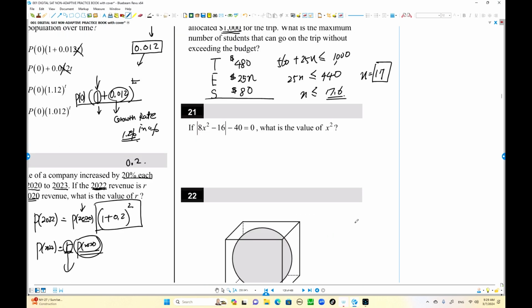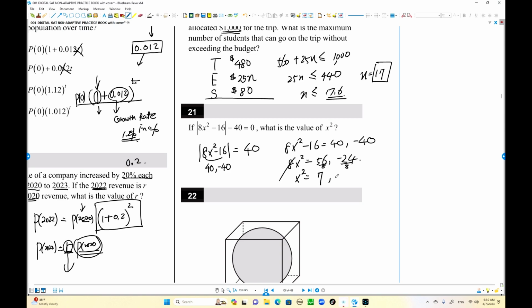Number 21, the square root of 8x squared minus 16 equals 40. You can write it down over here. But inside the radical, we have two choices, 40 or negative 40, right? The absolute value of 40 is 40, and the absolute value of negative 40 is positive 40. So you can solve this: 8x squared minus 16 equals two choices, 40 and negative 40. Add 16 to both sides, and you get 56 and negative 24. Now you divide by 8. x squared is 7, okay, and negative 3.